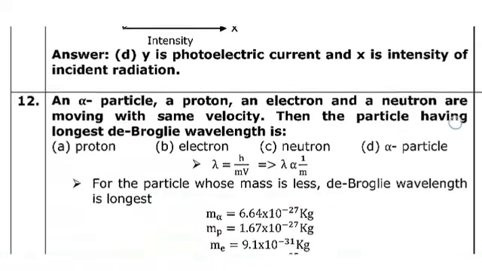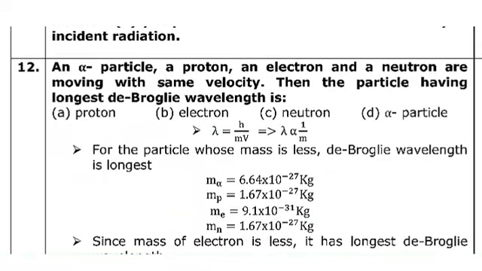Next, question number 12. An alpha particle, a proton, an electron and a neutron are moving with the same velocity. Then the particle having the longest de Broglie wavelength is option A proton, option B electron, option C neutron, option D alpha particle. These particles are moving with the same velocity. Which particle has the longest de Broglie wavelength? We have to find the particle.